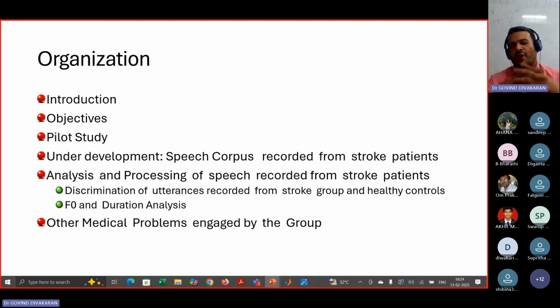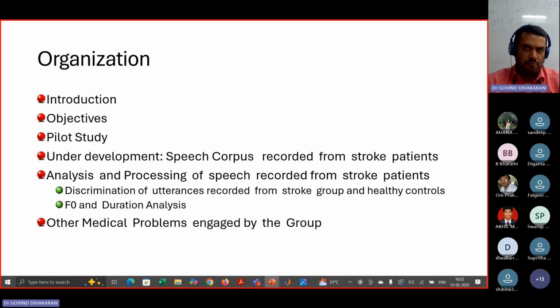Coming to the organization of today's talk. So my talk is organized like this. I'll be giving an introduction. As far as possible, I tried to reduce the overlap with what we heard yesterday. The introduction is also made a little bit with the perspective of stroke, brain stroke. Then I'll be reiterating the objectives, what I discussed earlier.